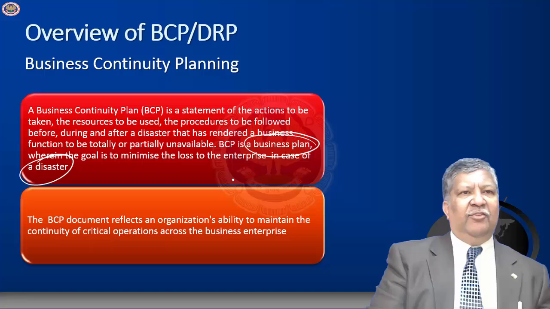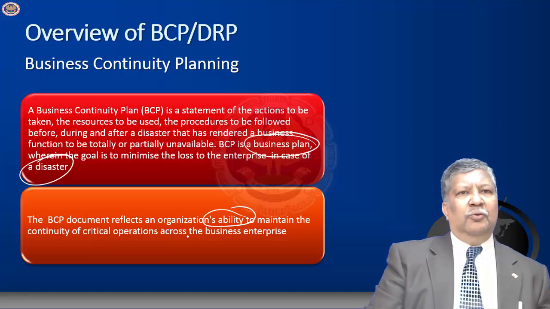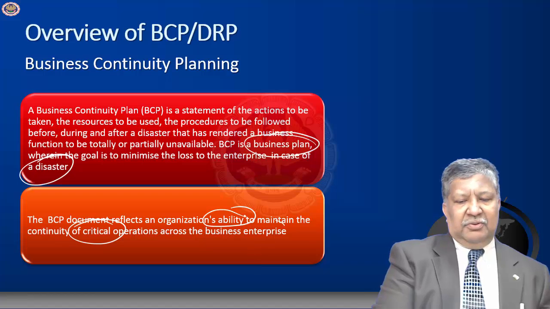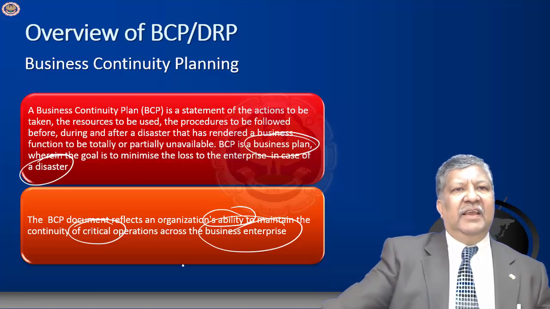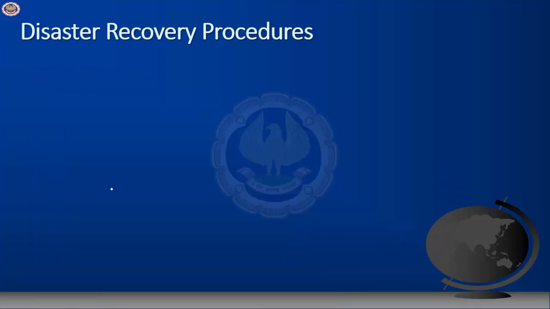Now, the BCP document, or the BCP manual, will help the organization build the capability to maintain the continuity of critical operations across the business enterprise. These are the key aspects you need to remember when you look at business continuity planning. This presentation is primarily on BCM.